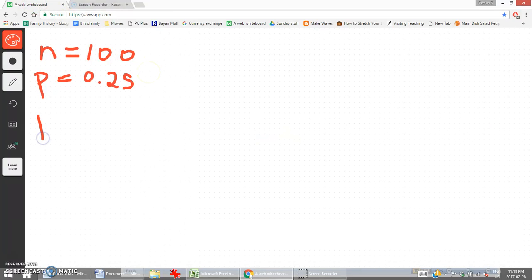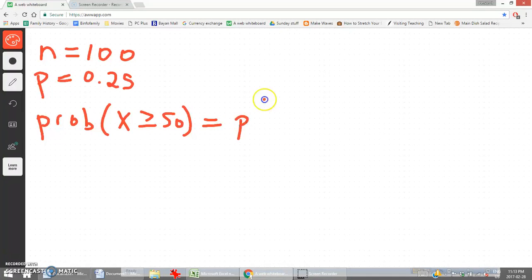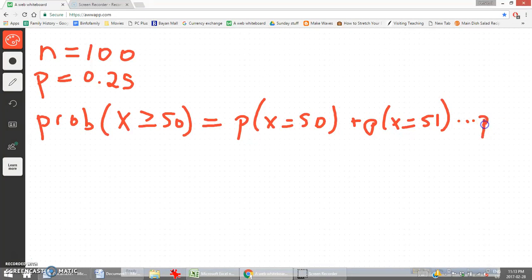So we know that it's asking for the probability of x being greater than or equal to 50. So this would be the same as calculating the probability when x equals 50 plus the probability when x equals 51 all the way up to calculating the probability when x equals 100. So there would be 51 calculations that we would have to do to solve this question. Doing this on pen and paper would be very difficult and time consuming.